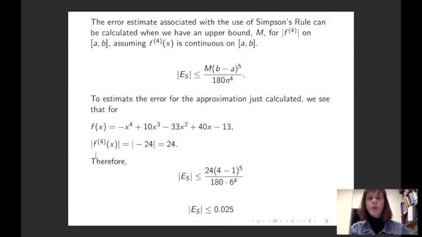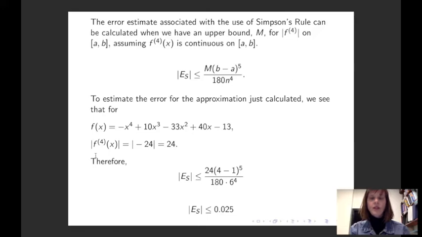So in our particular case, for the approximation we just calculated, we can see that for our function f, the fourth derivative of f is -24, giving us a positive 24 when we apply absolute value, so that our error estimate, when we plug in all the different pieces, gives that our approximation of the definite integral is within 25 thousandths of the actual value.